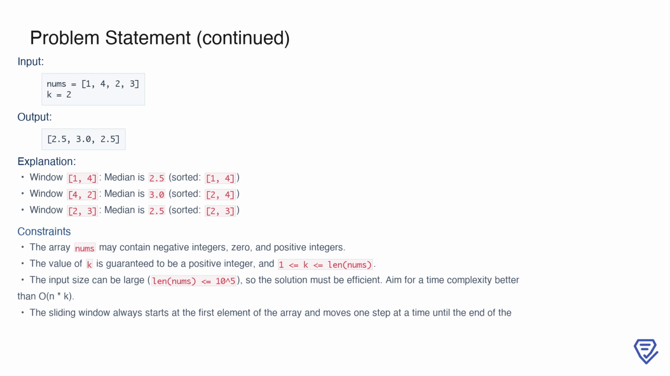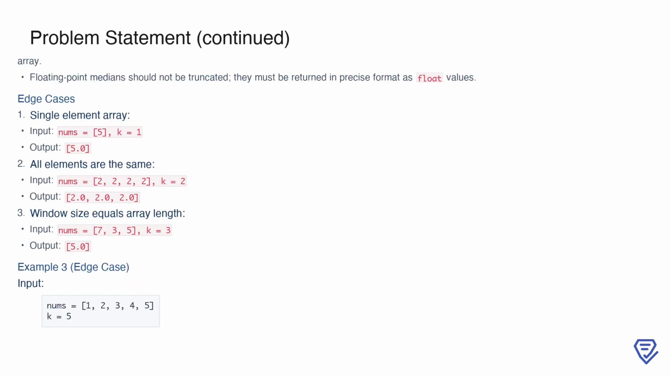It's also worth noting that the problem constraints require an efficient solution, as the length of nums can be up to 100,000, and the algorithm must perform well even with large inputs. The problem also involves handling certain edge cases. For example, if the input array has only one element, such as nums equals 5 and k equals 1, the output is simply 5.0, as the single element is the median.